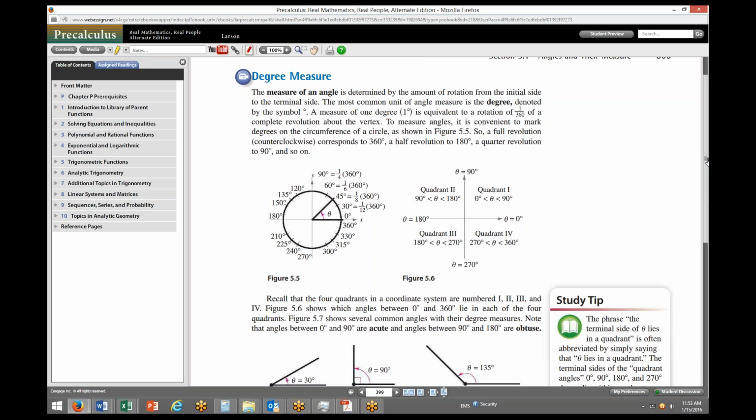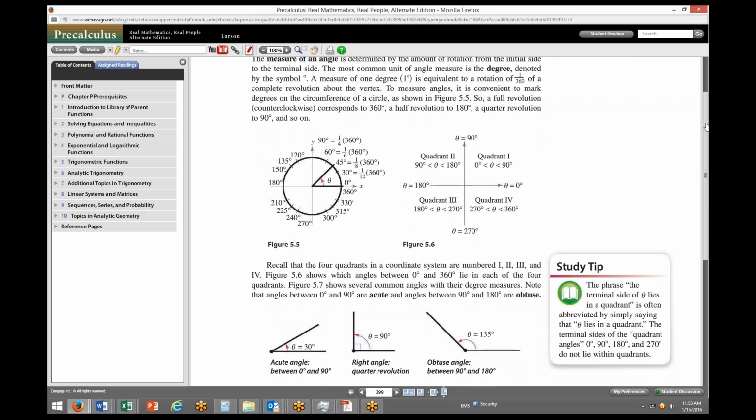So if its terminal side is in quadrant 2, it's a quadrant 2 angle. If its terminal side is in quadrant 3, it's a quadrant 3 angle. Obviously, the entire angle is not in quadrant 3. That's impossible. But it is called a quadrant 3 angle because that's where its terminal side is.